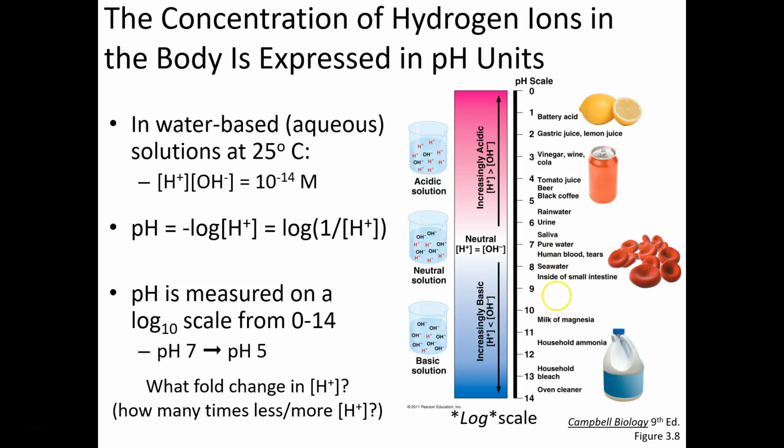So one of the things to remember with the pH scale is when we look at the actual concentration, it's a logarithmic scale. Down here it says a log scale. So every jump on this is equal to a 10 times change in the actual concentration. So as an example, if you went from a pH of 7 to a pH of 5, what's the change in hydrogen ion concentration?